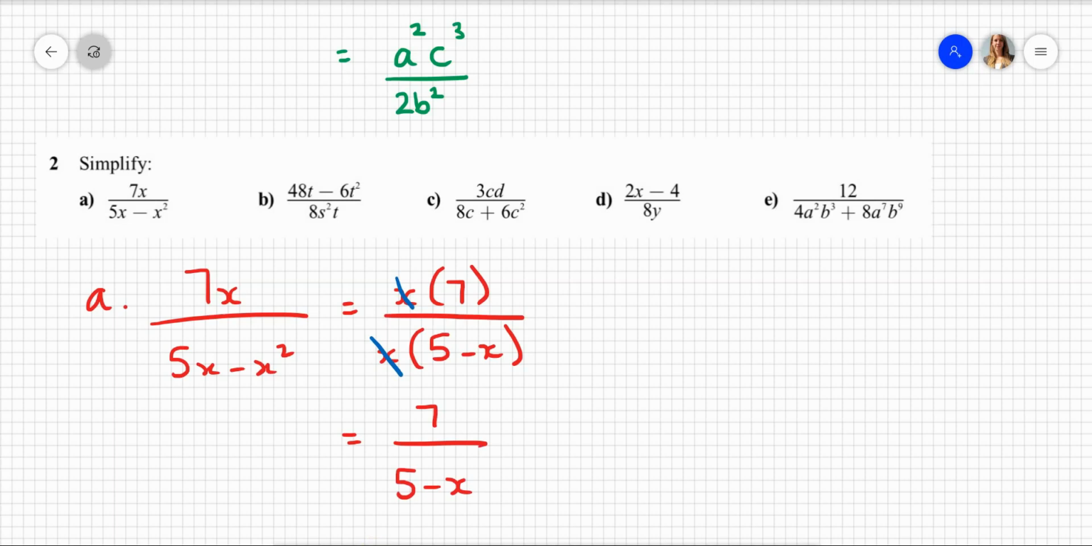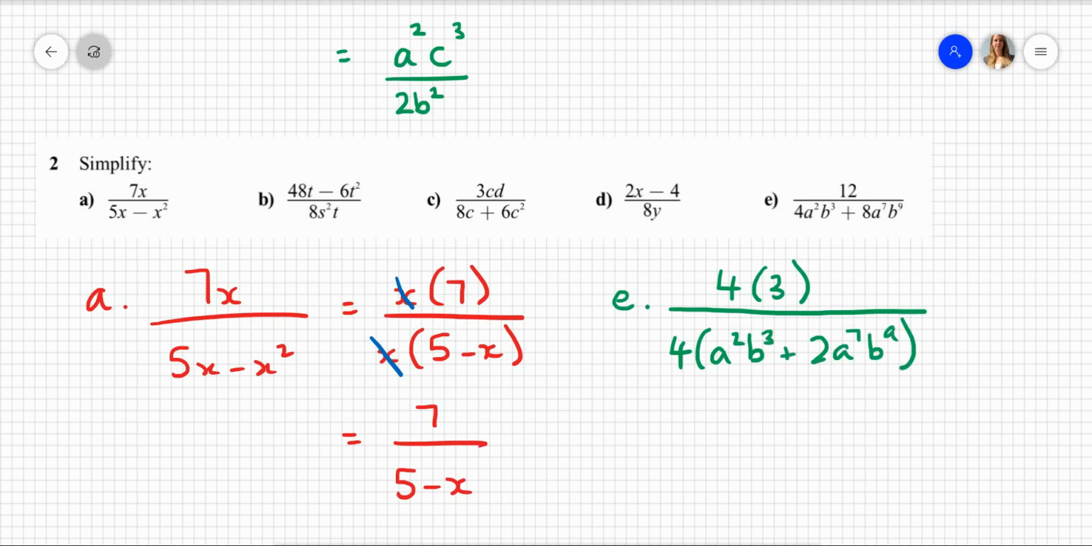Then if we have a look at part E, there's not a lot of factorising you can do here. We can take 4 out of the numerator, and we can take 4 out of the denominator, and that's all that's going to cancel as far as I can see. So you end up with 3 over a squared b cubed plus 2a to the 7 b to the 9.